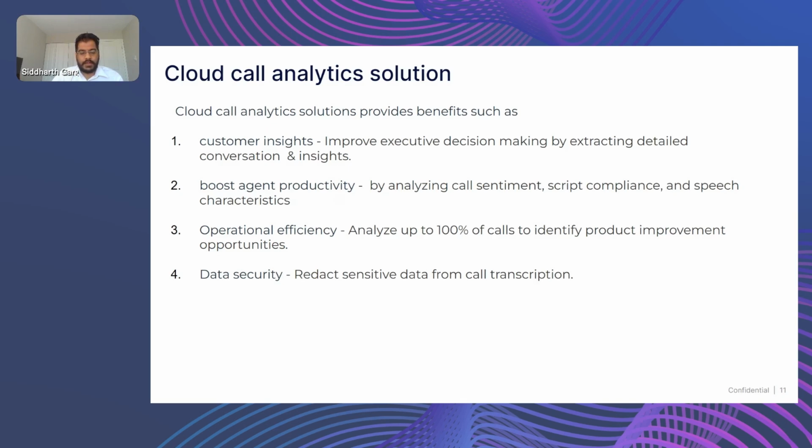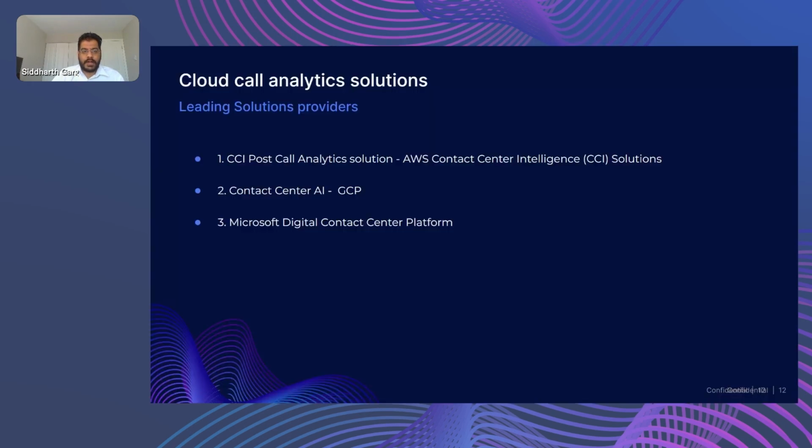And for data security, you need to remove some of the call transcription details. You don't need to provide SSN or personal details. All of this can be done with the help of an off-the-shelf cloud call analytics solution. Some of the leading solution providers are AWS, Google Cloud, and Microsoft Digital Contact Center.